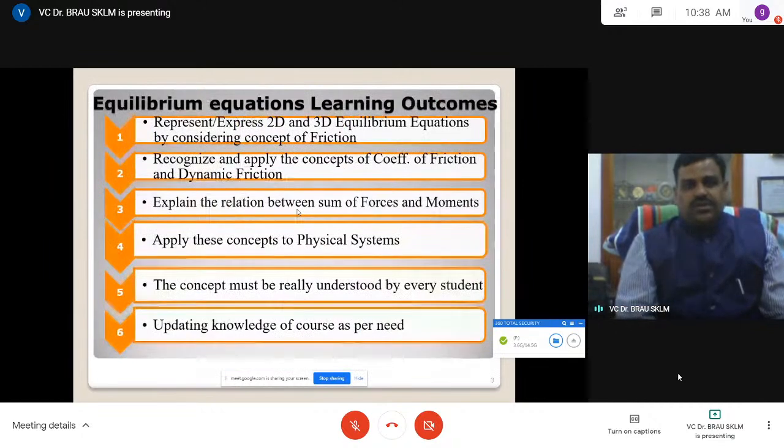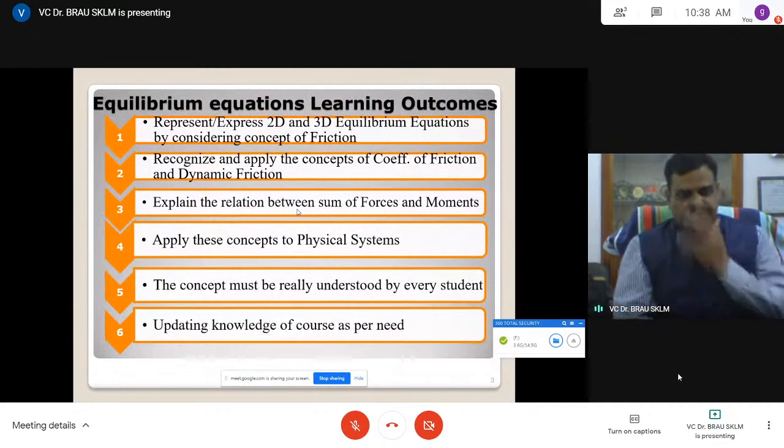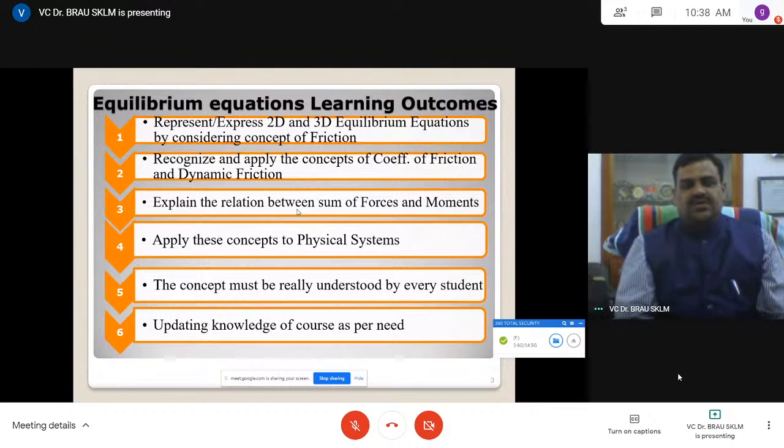Now let us see what are the today outcomes. What you are going to get, learning outcomes. We have to represent a system with a 2D or a 3D equilibrium equation by considering the concept of friction. Yesterday without friction we have considered, today with friction. And what are the specific applications? And here the friction concepts, like sometimes we are considering a static friction or a dynamic friction. In dynamic friction again, sliding friction, rolling friction, and fluid friction, like that. The friction can be classified, these all we will discuss in detail.